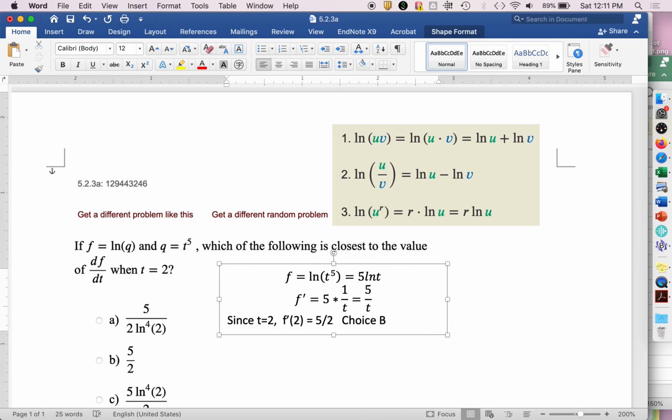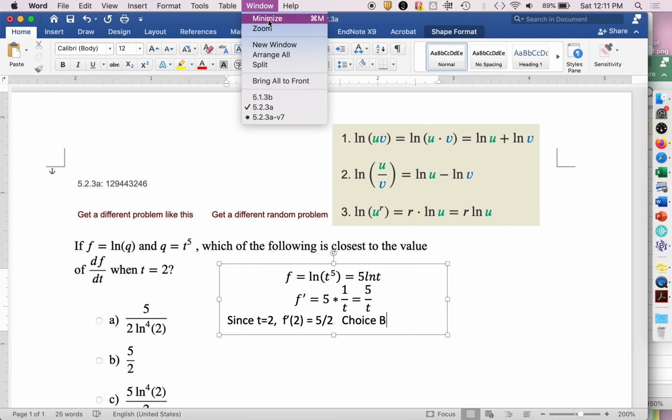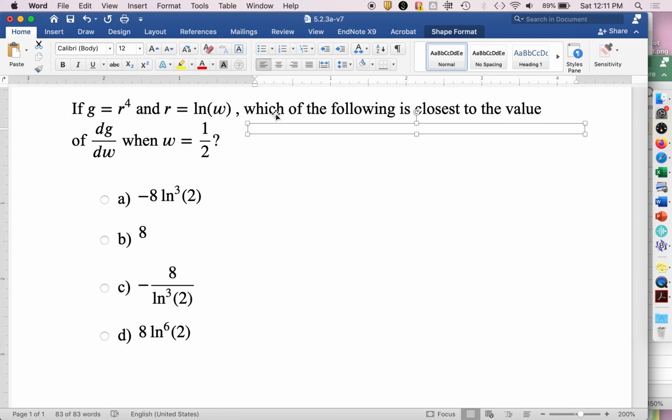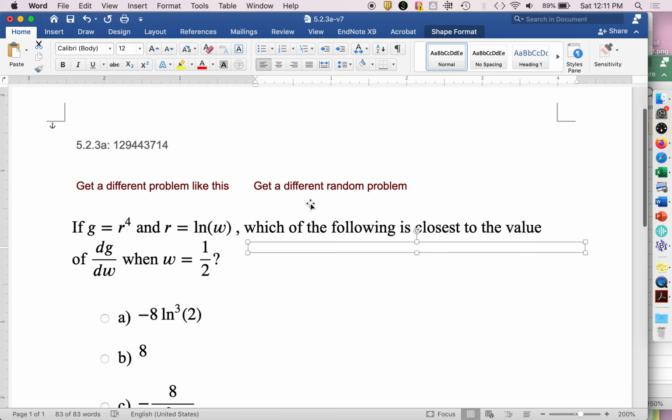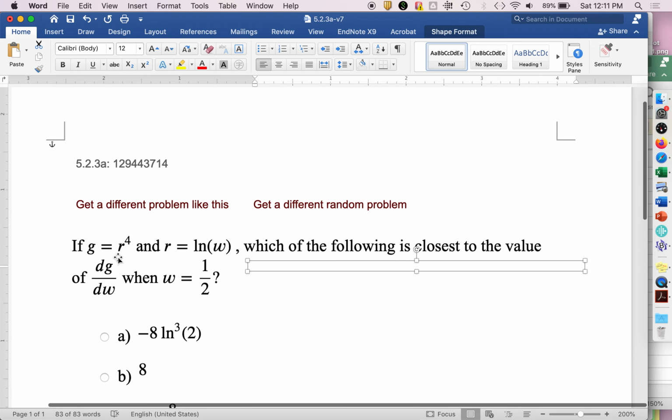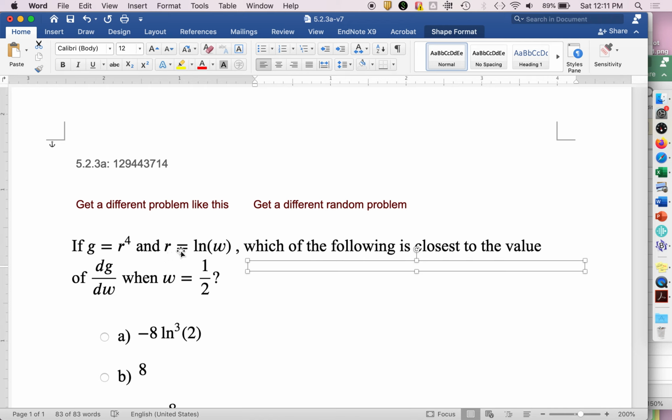Right? Now let's contrast this one with the next one I'd like to show you, which is another 5.2.3a, but this time I'm not going to be able to use that third little rule of logs, because this time I have g is r to the fourth and r is ln of w. So last time the natural log was on the outside. This time the natural log is on the inside. And that's going to mean it's not going to look the same.